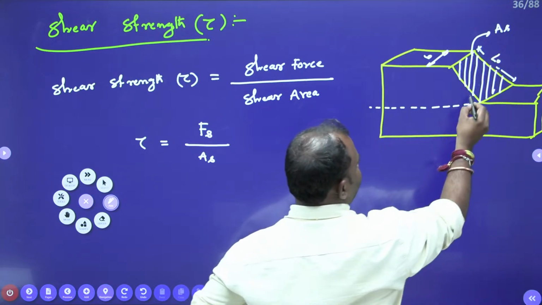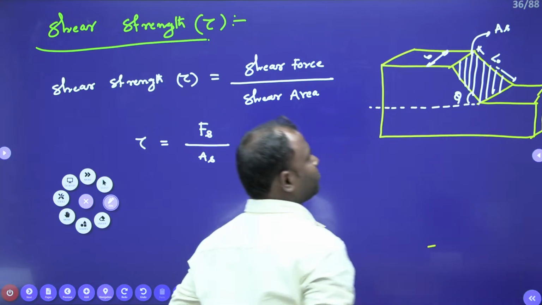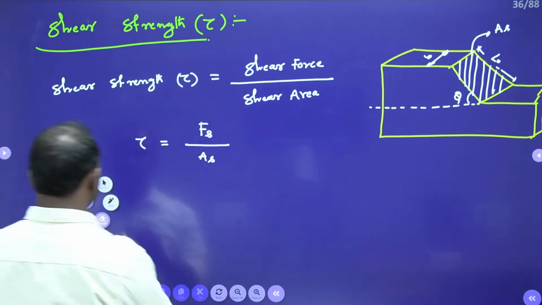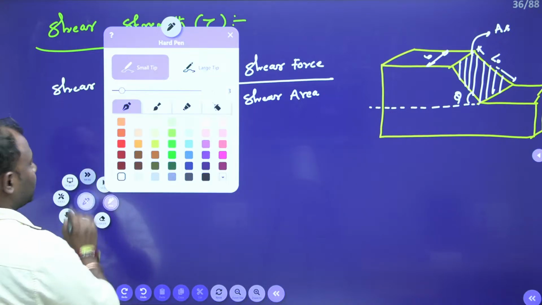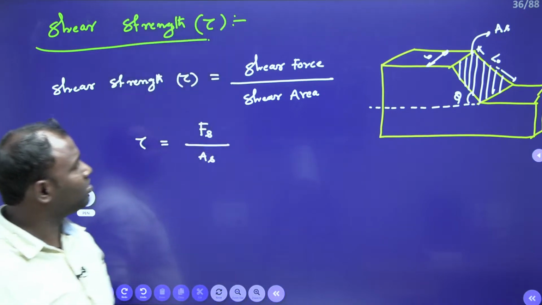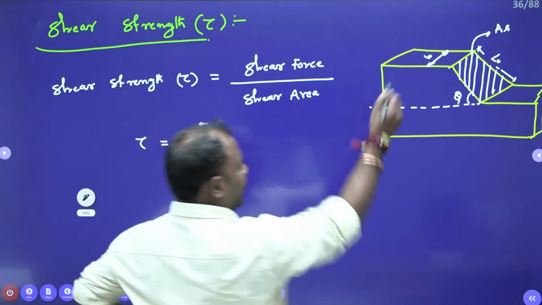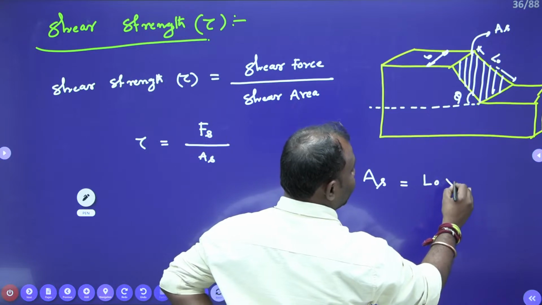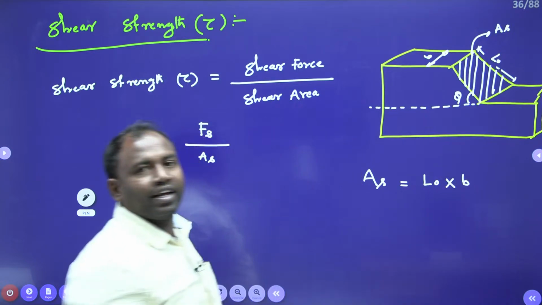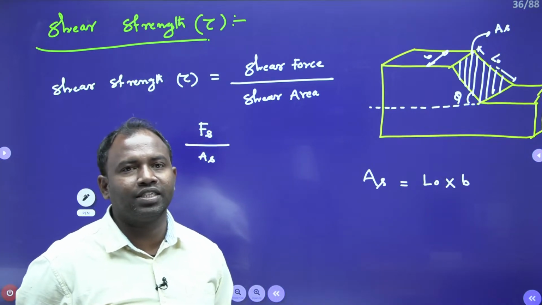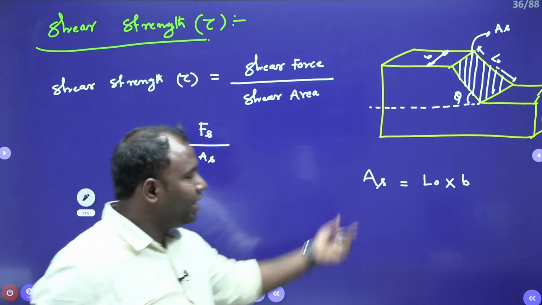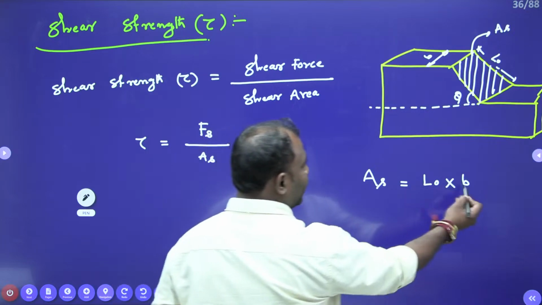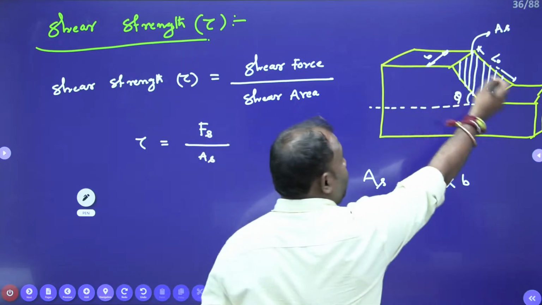Right. Now, here is the shear plane angle phi. Shear plane angle phi. Right. Now, here shear area. Can I write it is L0 into B? Yes, guys. L0 into B is the shear plane area, isn't it? Right. From here, L0 into B I wrote. Now, we don't know L0, B we know.